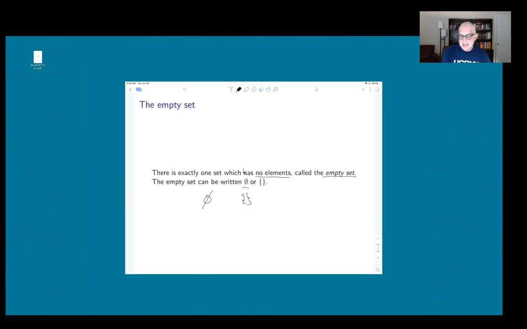Meaning, remember, a set is determined by its elements. So if two sets have the same elements, they're the same set. Well, that's a little bit weird, maybe, if the set has no elements at all. But we're going to interpret the rule that two sets which have the same elements are the same set to mean that if a set has no elements, it's the empty set. There aren't multiple empty sets out there. So any two empty sets are the same set.